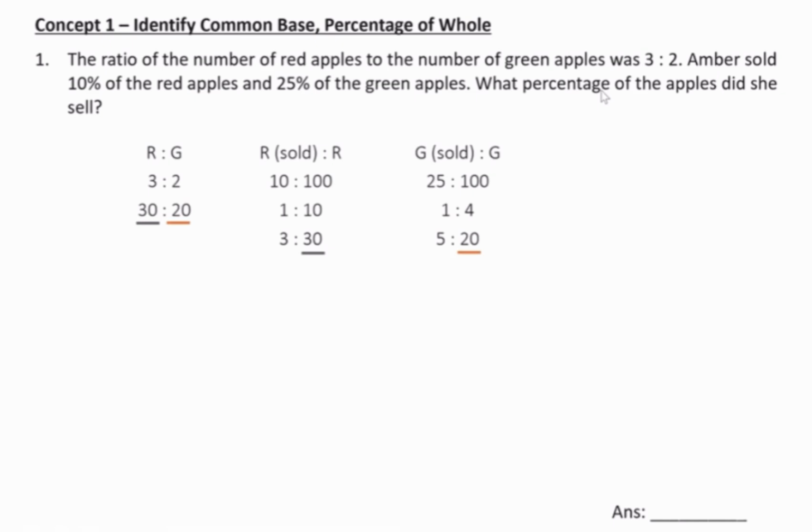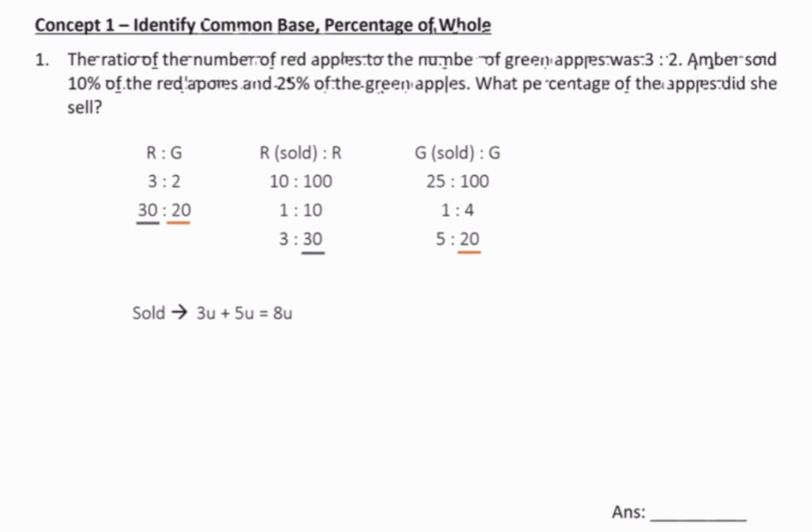The question is asking what percentage of the apples did she sell? Okay, if the word percentage itself scares you, then you just think, what fraction of the apples did she sell? So you look for what she sold, which is the red and green, 3 and 5. So the total units sold is 8 units. That's the 3 and the 5, right?